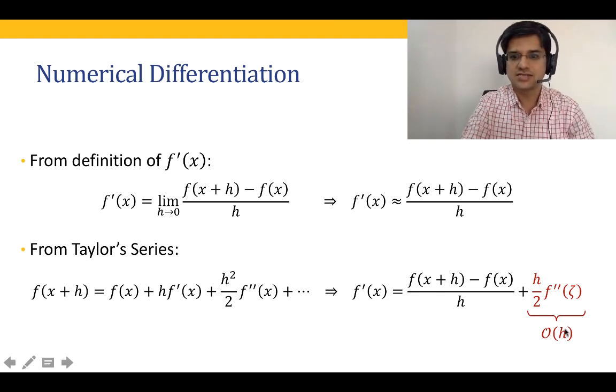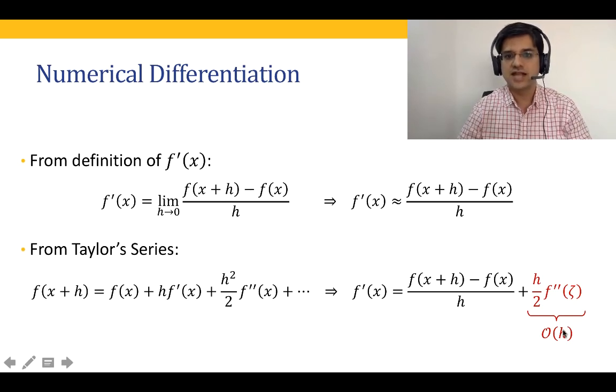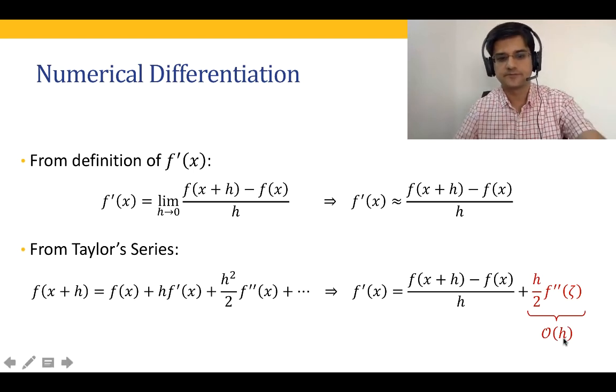Recall that this is the consequence of the fact that the method is h to the power 1 accurate, which means that when we decrease the h by a factor of 10, our error decreases by a factor of 10. When we decrease h by a factor of 100, our error decreases by a factor of 100, so on and so forth. That is the meaning of the order of accuracy of any numerical method.